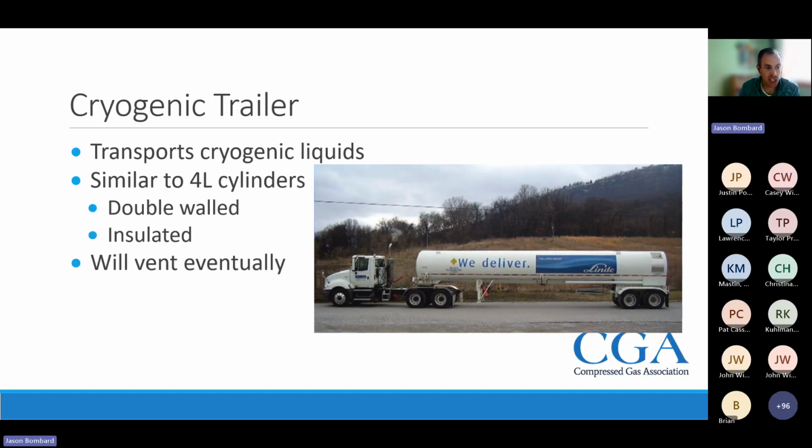And you've got your cryogenic trailers, which would be similar to your 4L cylinders for delivering cryogenic liquids. Again, these are double walled. There's insulation between the two vessels. And just like those 4Ls, if they're in transit too long, they will vent through the safety relief valve.